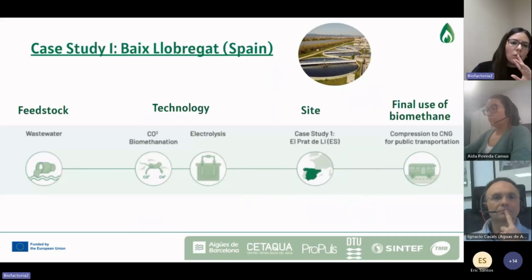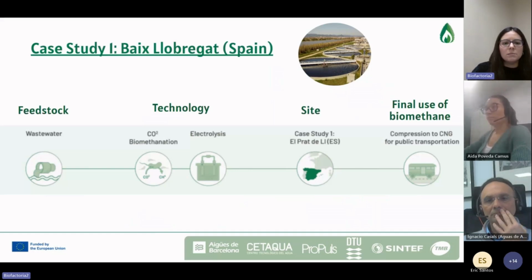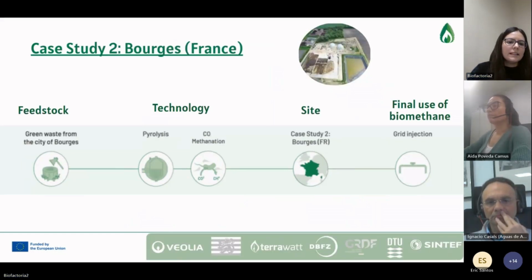Case study number 1, I already explained it. It's placed at the Bio-Brigade wastewater treatment plant, and will demonstrate the biomethane production technologies that will allow the valorization of the current biogas stream generated in the wastewater treatment plant. Case study number 2 in Bourges, France, is placed at the Ecopole de Marmagne site, and will produce biomethane from non-digestible urban green waste.